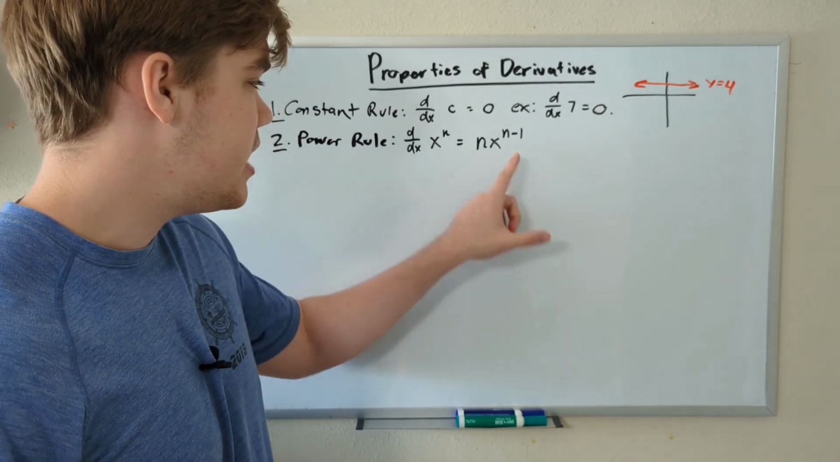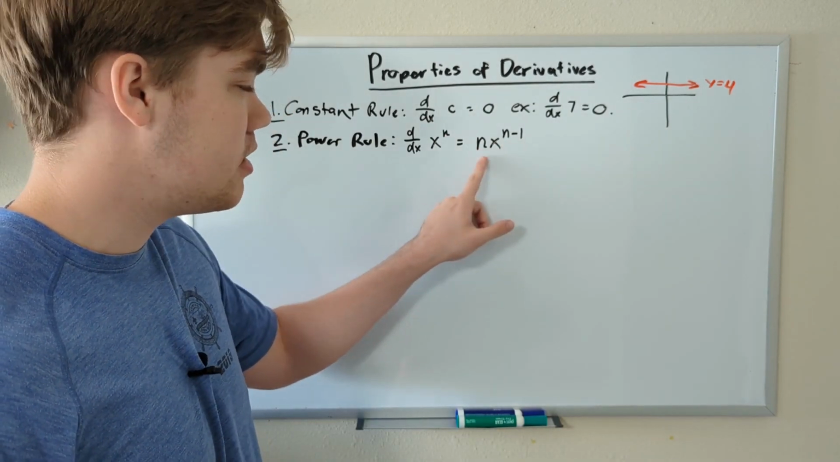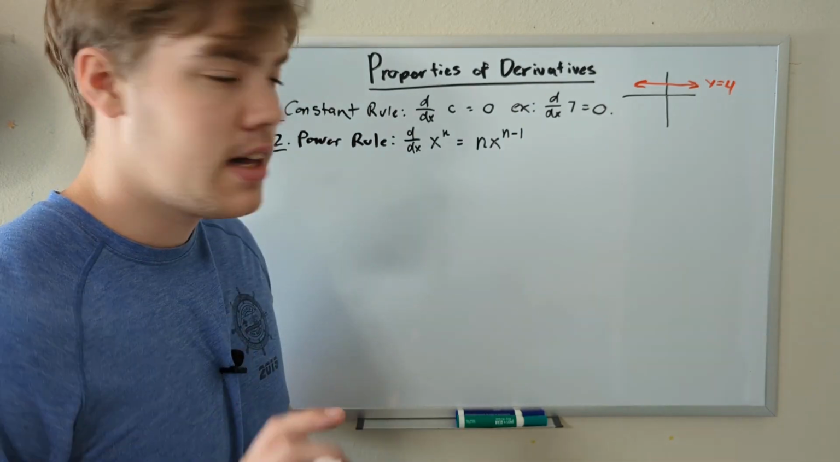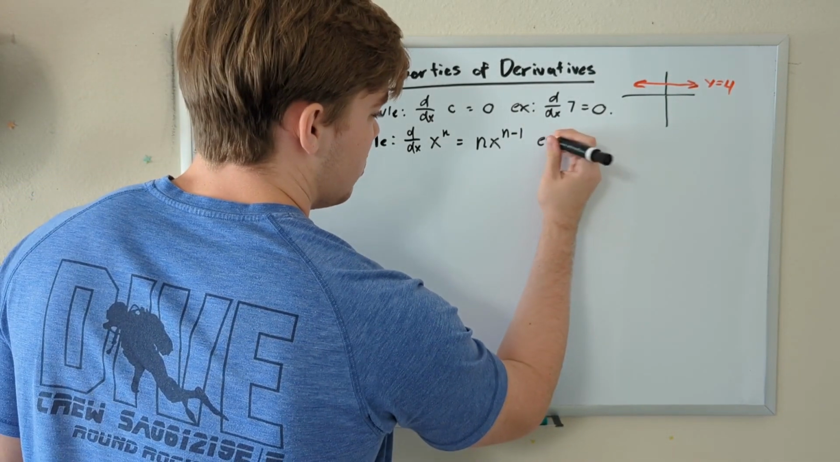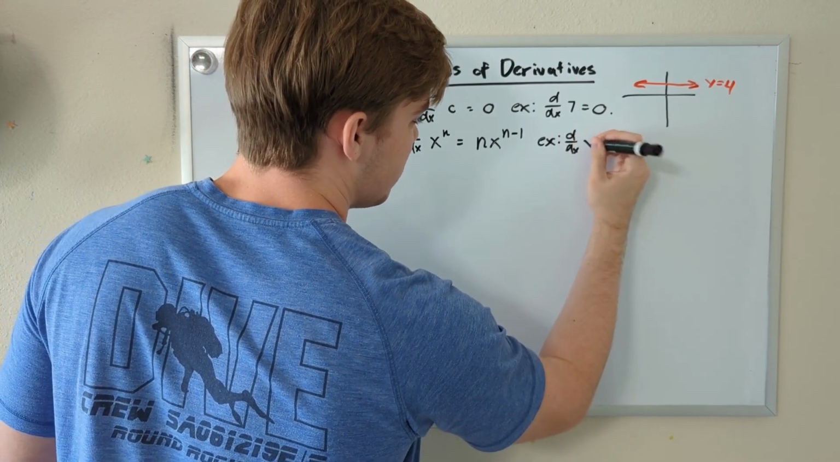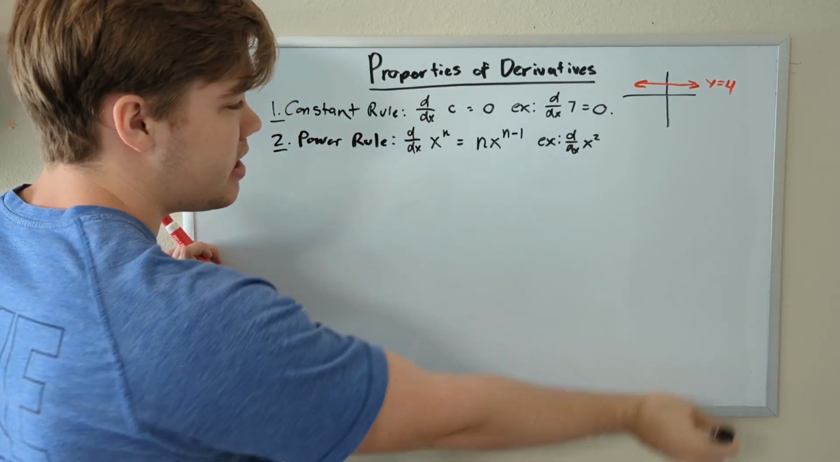So what we do is we take our original power and we bring it to the front, and then we subtract 1 from this power to get our derivative. In my last video, we did the example of the derivative of x squared, and that took absolutely forever to solve. Now we can make this really easy.